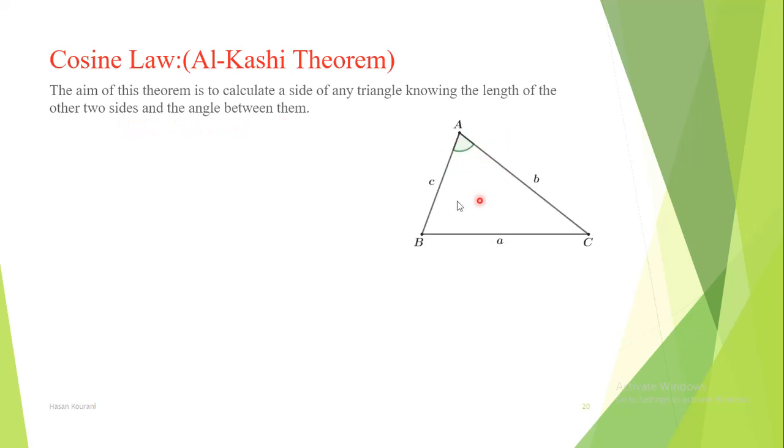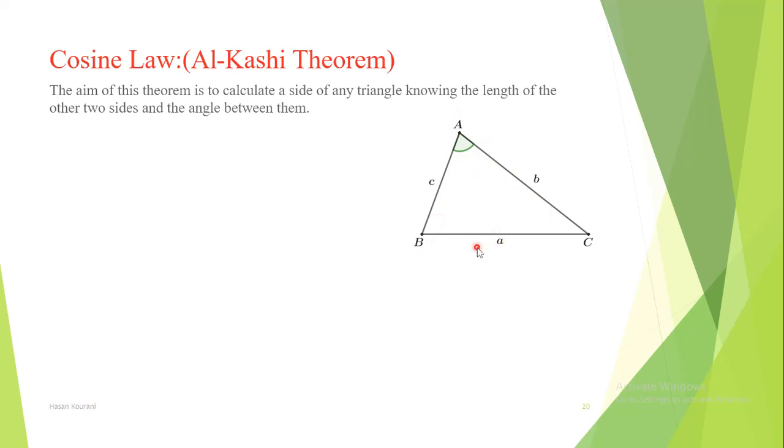How? Let's see. This is a triangle ABC, any triangle, as we have said, and we are going to use cosine law to calculate, let's say, the side BC, symbolized by A. We should have the length of AB and AC and also the geometric angle between them. Once you know these three parts, we can find the third part, A.